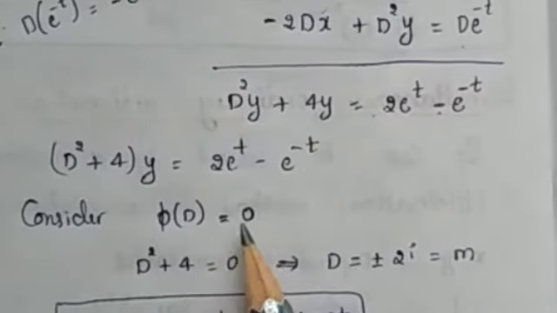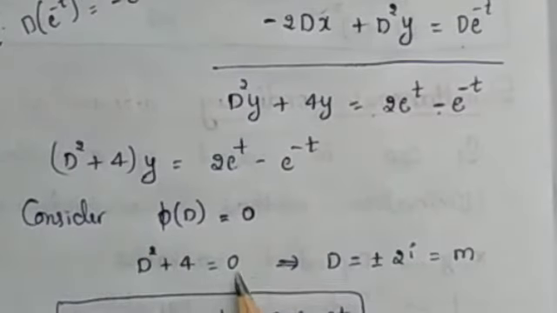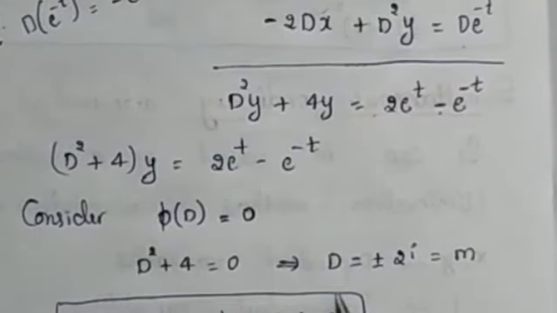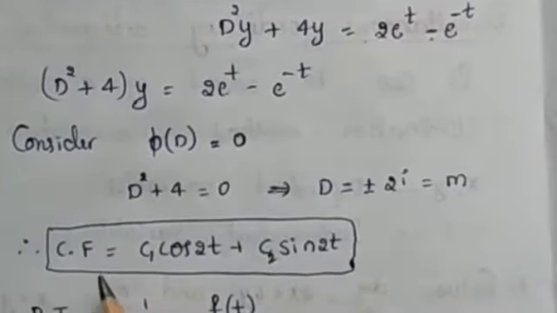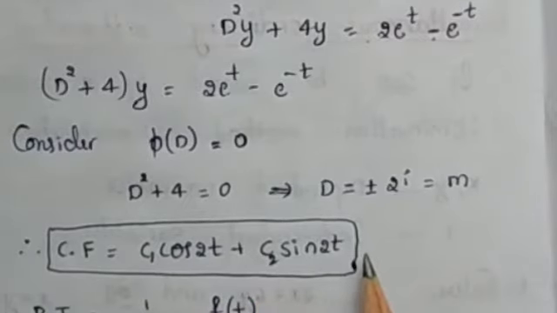Let us consider phi of D which is equal to 0. Phi of D is D^2 + 4 = 0. You simplify this, you get imaginary roots. Then the complementary function is c1 cos 2t + c2 sin 2t.